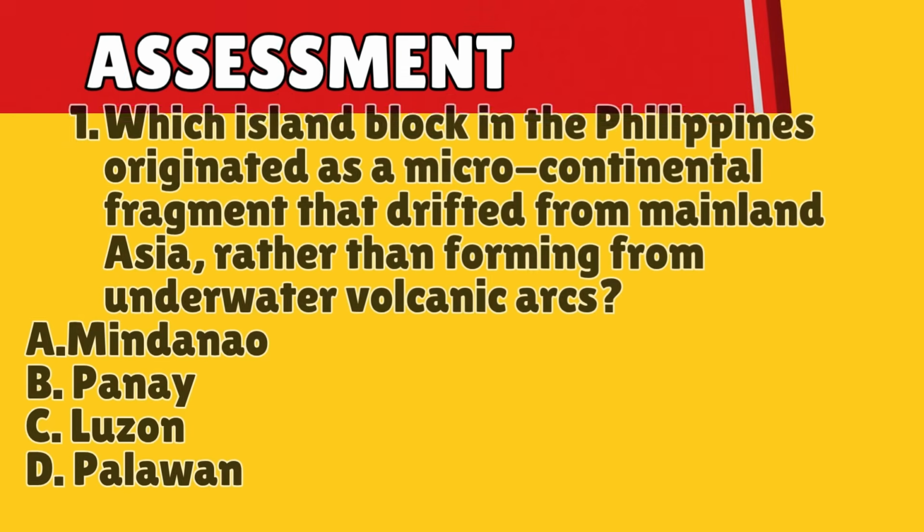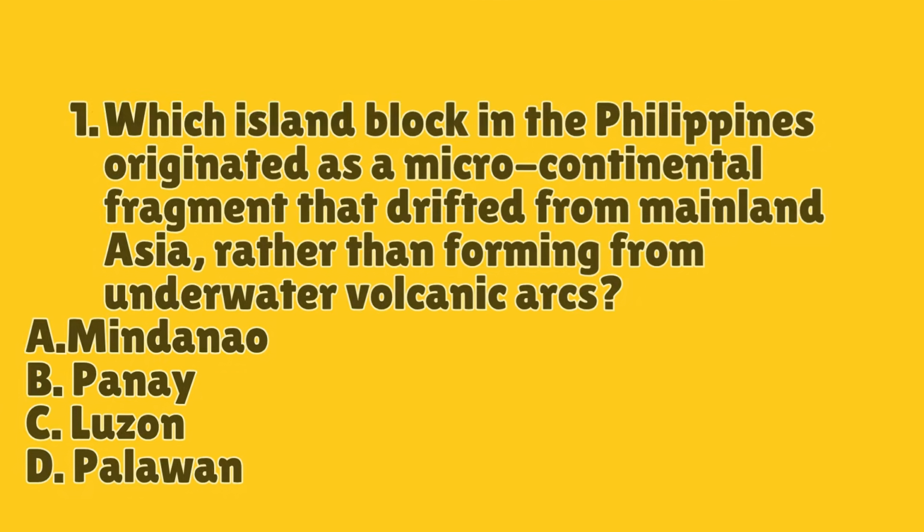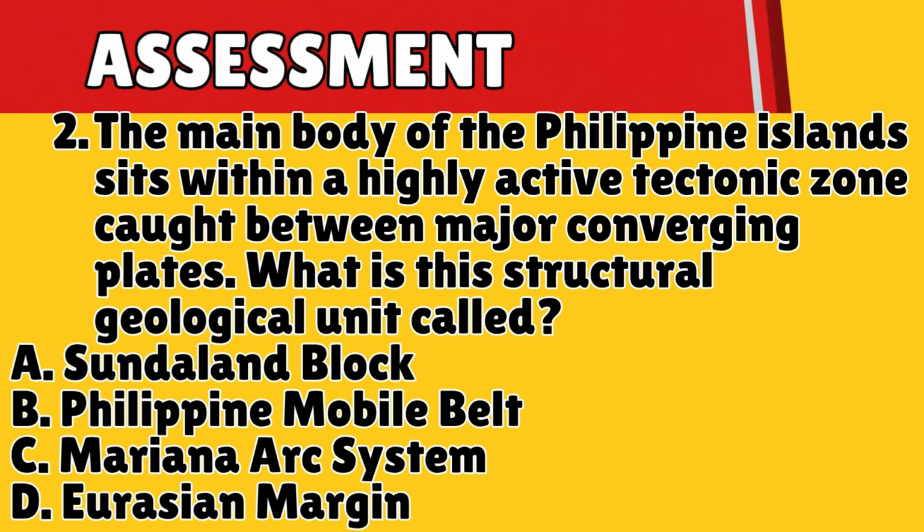And now get your notebooks and your pen. It's time for assessment. Number 1. Which island block in the Philippines originated as a micro-continental fragment that drifted from the mainland Asia rather than forming from underwater volcanic arcs? A. Mindanao, B. Panay, C. Luzon, or D. Palawan.